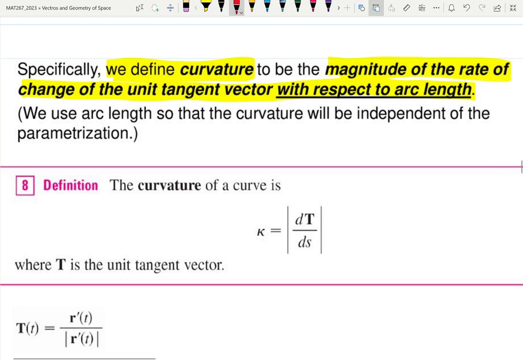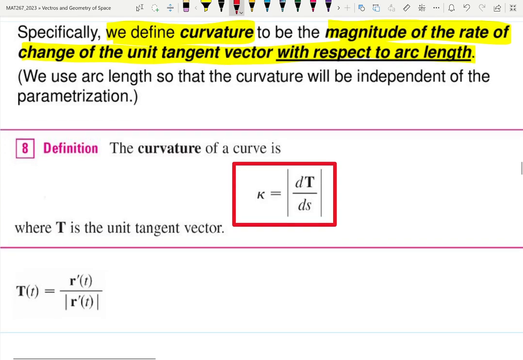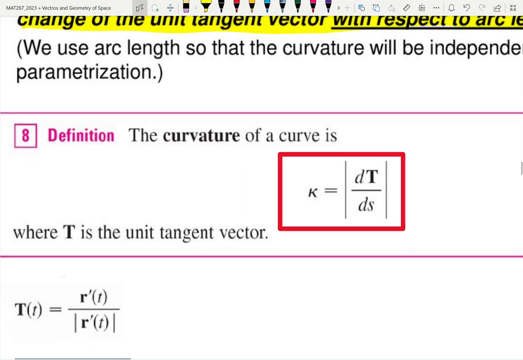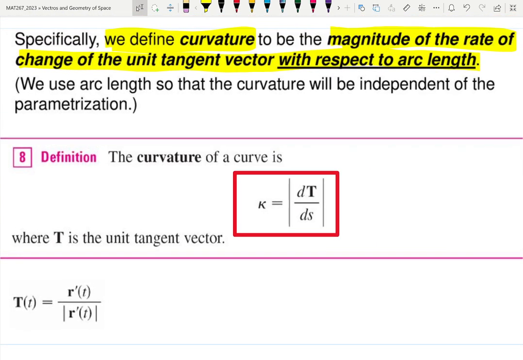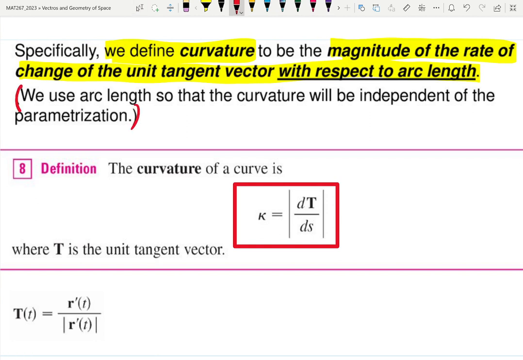Let's figure this out. K. Usually it's a cursive K. K is a unit, here's the, you don't have to write the parentheses here. That's just a note. We use arc length so that the curvature will be independent of the parameterization. So, arc length tells us how long is the curve. Tangent tells us, like there was a duck that was traveling, how much the duck is traveling up and down.